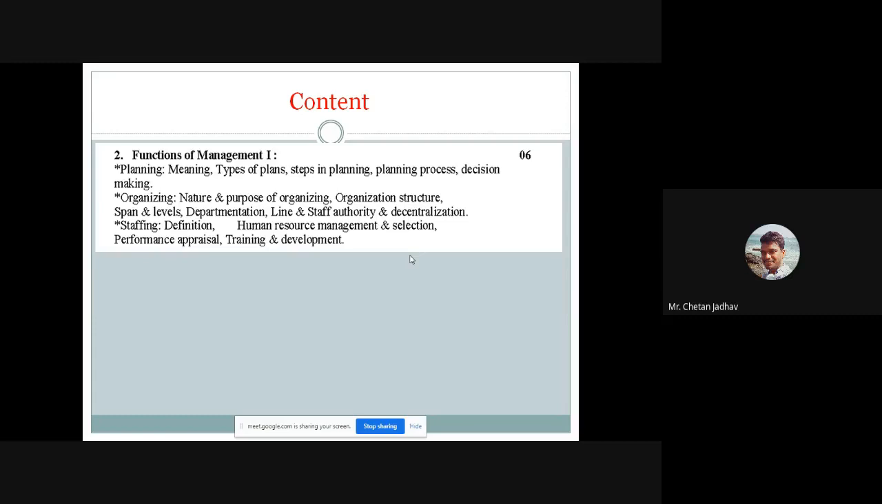So we should know there are different types of organizing. What are those types? Those types and structures, then span levels, and the different types of organization structure, that thing we also covered in the last lecture. So next we will discuss today departmentation. What is meant by departmentation and what types of departmentation are there.